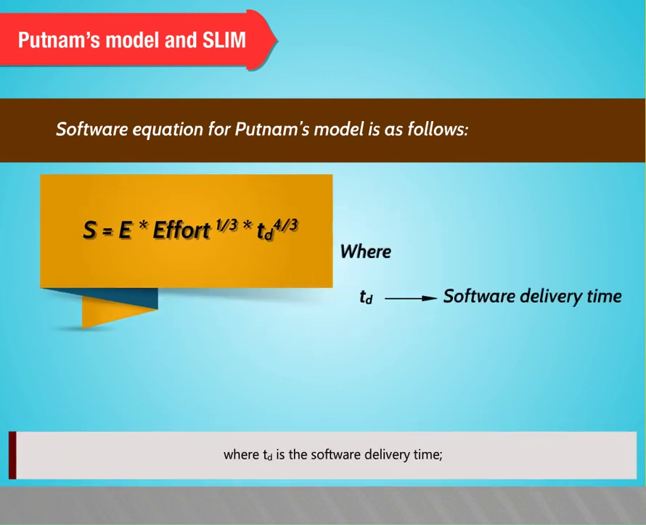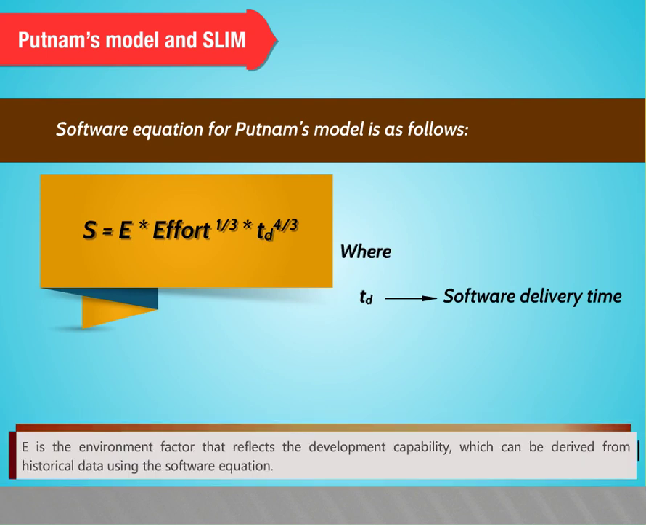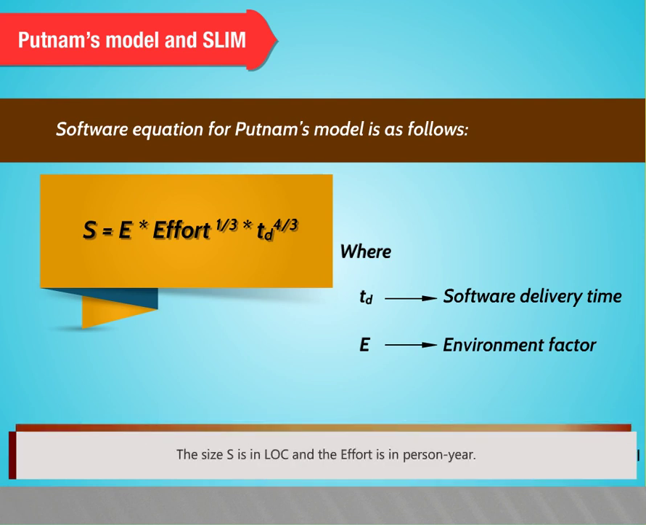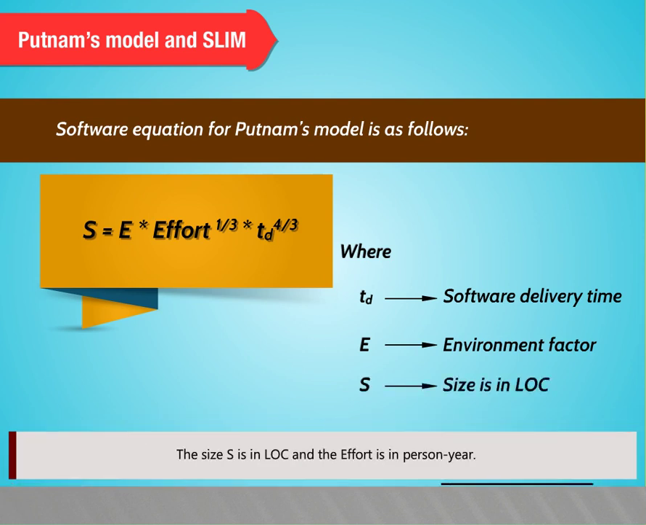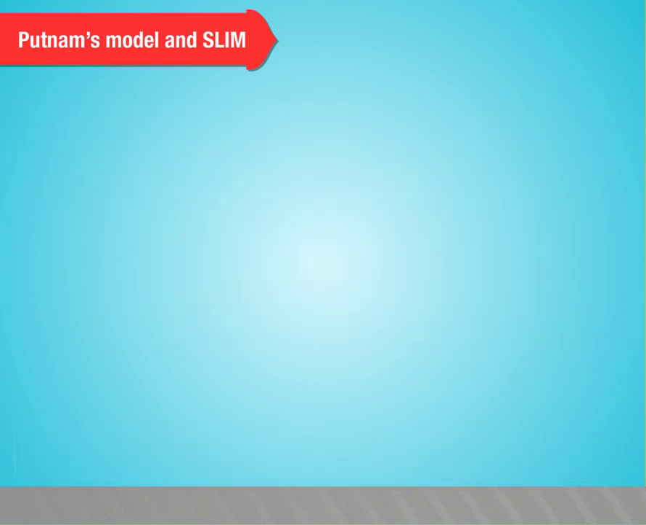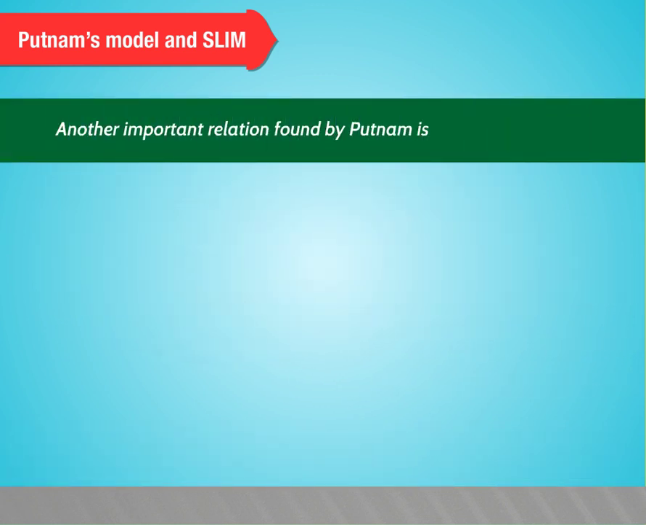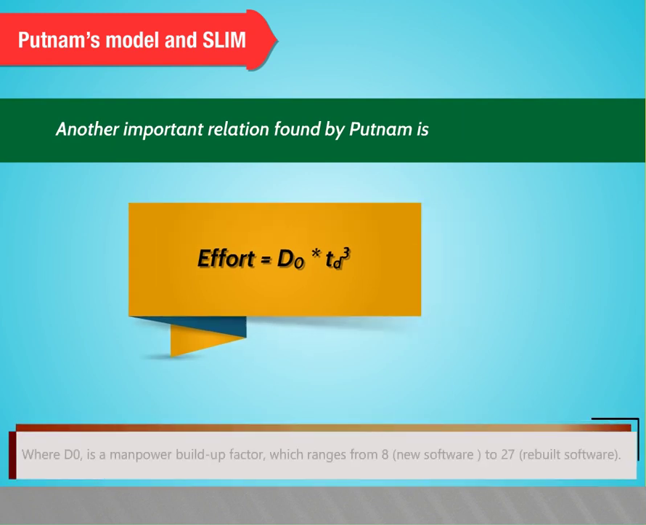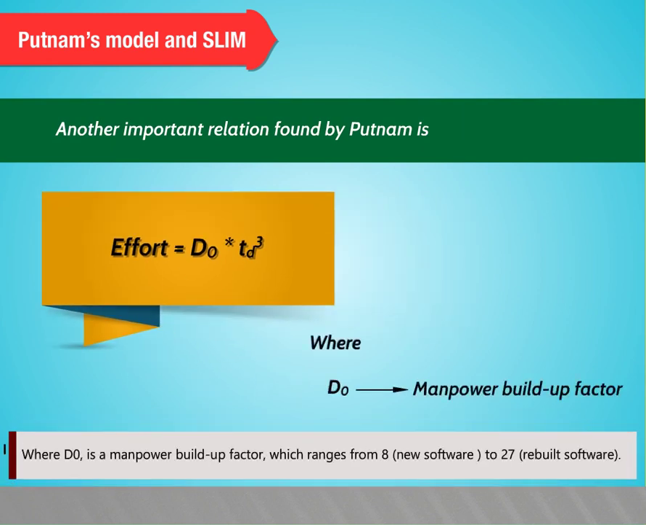where TD is the software delivery time. E is the environment factor that reflects the development capability, which can be derived from historical data using the software equation. The size S is in LOC and the effort is in person-years. Another important relation found by Putnam is effort is equal to D0 into TD cube, where D0 is a manpower build-up factor which ranges from 8 for new software to 27 for rebuilt software.